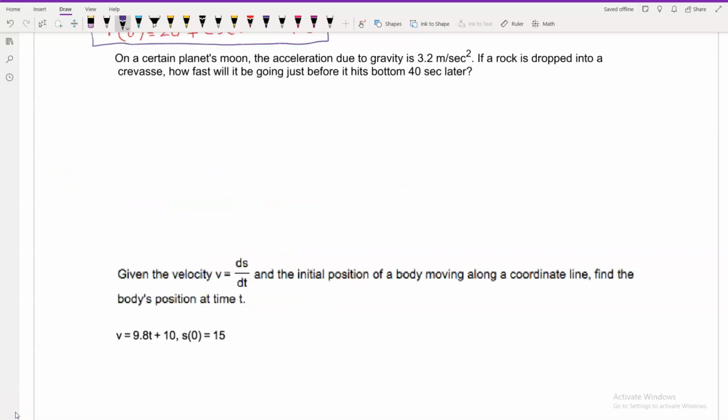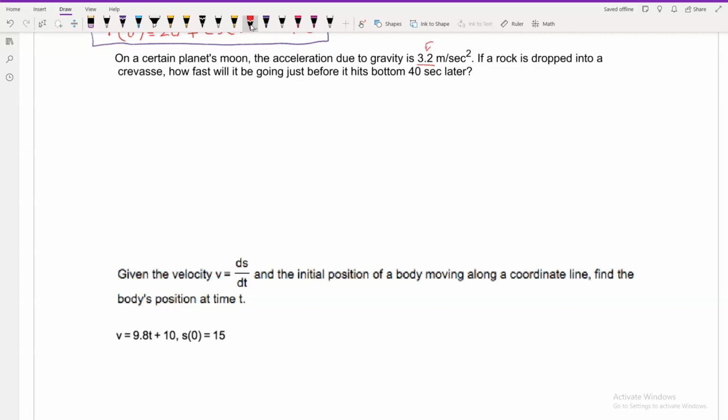On a certain planet's moon, the acceleration due to gravity is 3.2 meters per second squared. If a rock is dropped into a crevasse, how fast will it be going just before it hits bottom 40 seconds later? So what we have here on this part, acceleration due to gravity is 3.2. So what that means, the velocity v of t is a function whose derivative is equal to this number, 3.2.